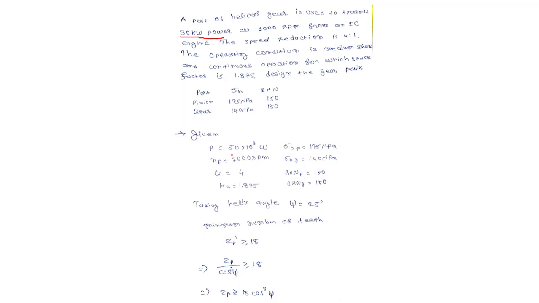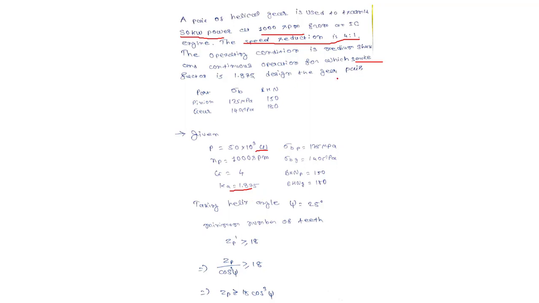So P is 50 into 10 raised to 3 watt at 1000 rpm. So the pinion speed is 1000 rpm. From the IC engine and the speed reduction, we all know the speed reduction is the gear ratio. G is 4. The operating condition is medium shock and continuous operation, for which the service factor is given, and it is Ka 1.75.